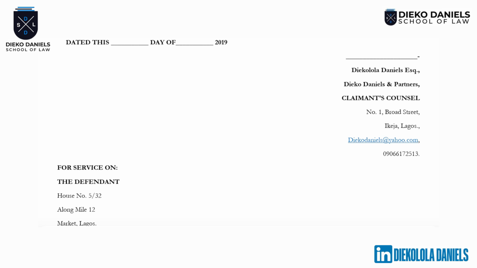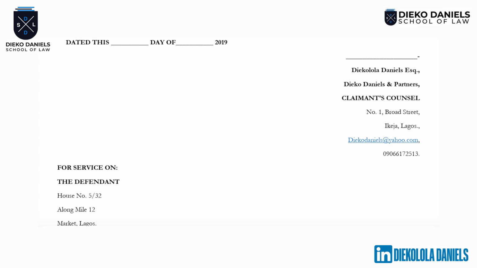Now, another key thing that you need to notice is that when it comes to originating processes, please listen, you serve on the defendant himself. You don't serve on the defendant's lawyer because you don't know who the defendant's lawyer is yet. You serve on the defendant himself. Then the defendant will now go and look for a lawyer that will now respond to your application. That's your originating process. So you can see, for service on who? On the defendant. Then I put his address.